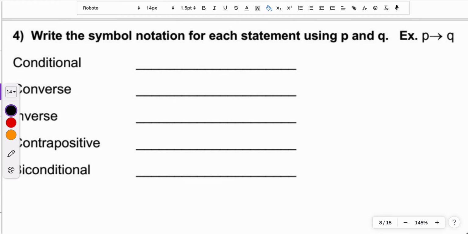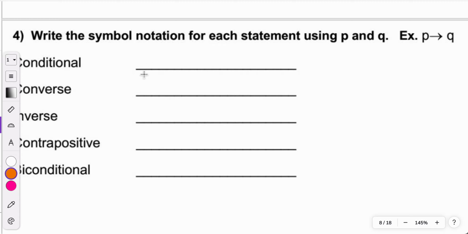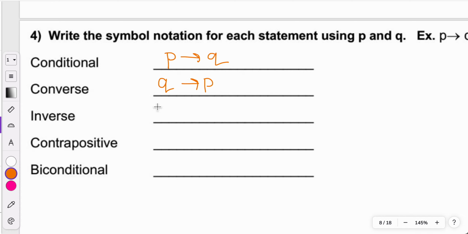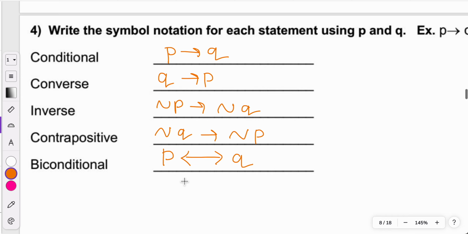Next, we have conditional statements. So if-then, the converse, inverse, contrapositive, and then biconditional. We want to write the notation for each one of these. A conditional statement can be written as P then Q. The converse of that would be Q then P. The inverse would be not P then not Q. The contrapositive would be not Q then not P. And then biconditional is when we have P with a double arrow, then Q. That just stands for P if and only if Q.